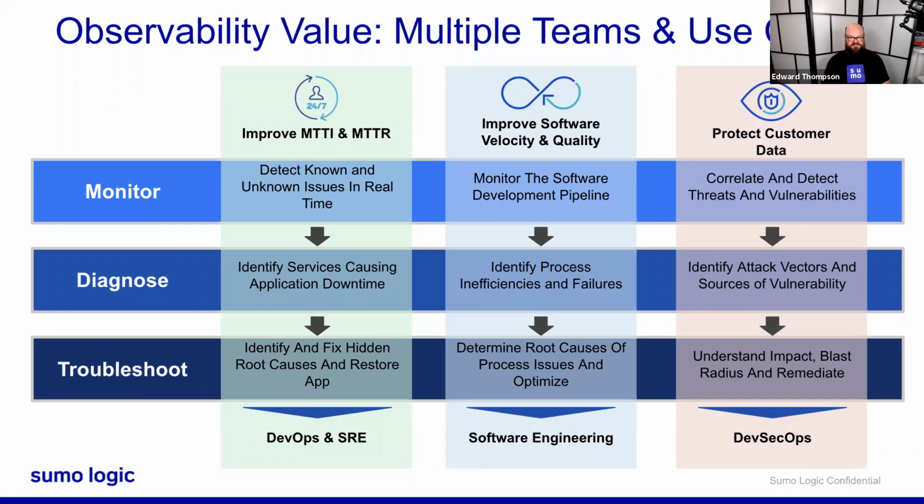And finally, you've got the security side of observability. This is where we get into DevSecOps, and they're looking to protect customer data. They're looking to be able to correlate and detect across their various streams of information and look for threats and vulnerabilities. They're looking to identify sources of vulnerability and particular attack vectors within their systems, and to understand the impact of what's going on in their environment, blast radiuses, and how they can remediate problems when they occur.